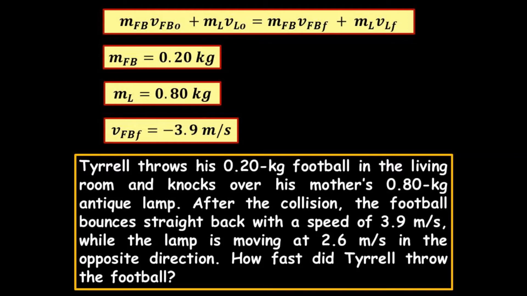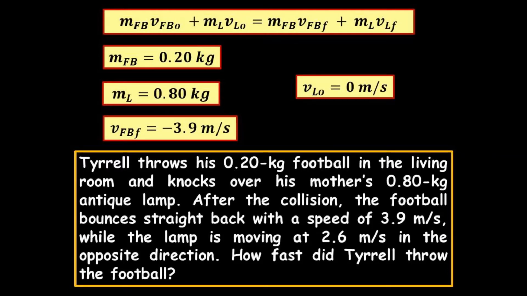Notice that the football is going to bounce straight back. So if the forward motion of the football, that is the football before it hits the lamp, is positive, then if it bounces backwards, it will be negative. So it'll be negative 3.9 meters per second.